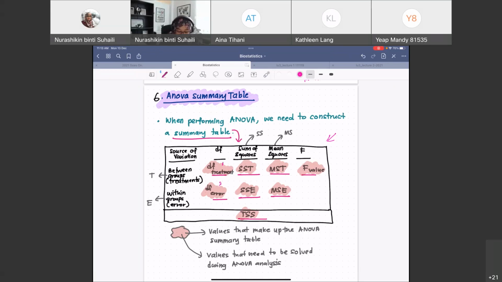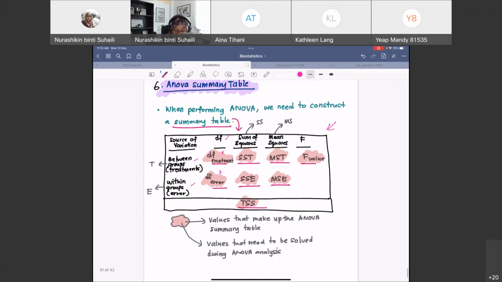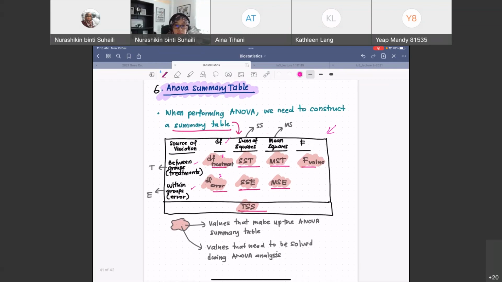Before that, on the first column, we must have these things: treatments and errors. Those are things that you have to know in this table. The second column is degree of freedom, so you have to find the degree of freedom for treatment and error. The third one is sum of squares, or SS. You have to find it for the treatment, which is denoted as SST, the sum of squares of the treatment, and SSE, the sum of squares of the error. This is the third value.